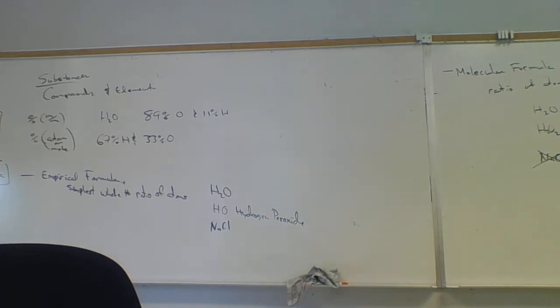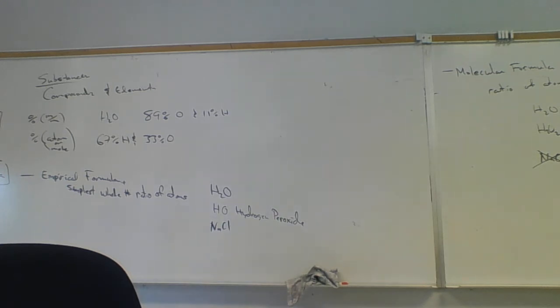What other types of lattices did we encounter? We encountered ionic lattices, covalent lattices. Give me an example of a covalent lattice. Quartz is an example of a covalent lattice. Diamond is an example of a covalent lattice. Graphite is an example of a covalent lattice. And then there's one other type of lattice that we have, metallic lattice.